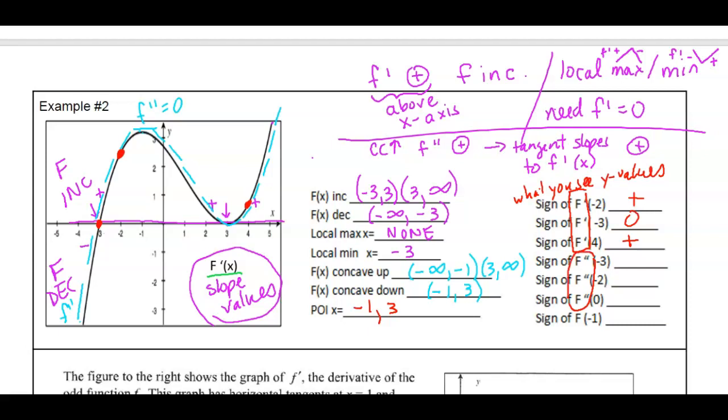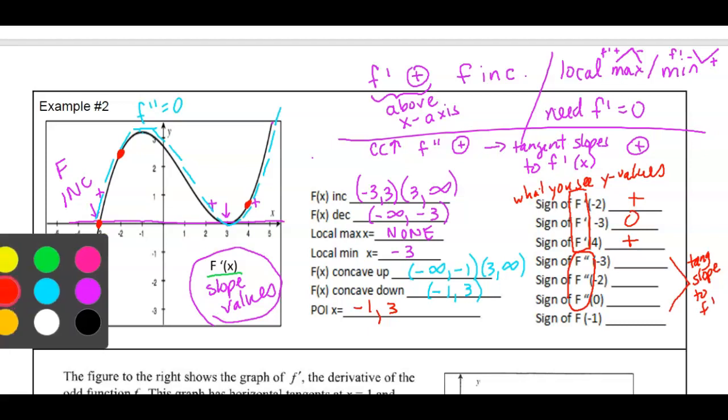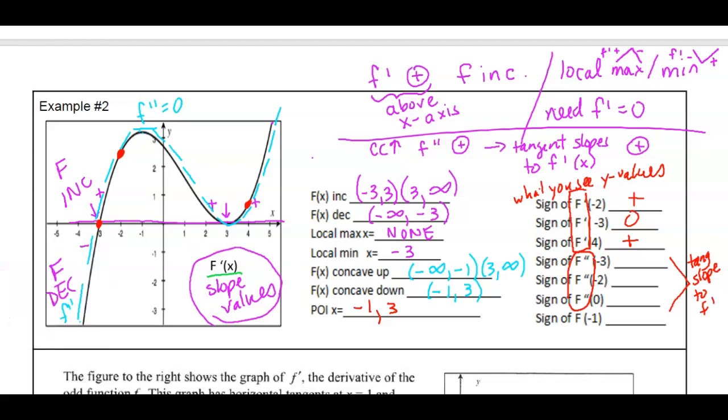And so now we're going to do concavity. Because I want the second derivative, I want to find the tangent slopes to f prime. So at -3, let's make it green, we'll go right here. Well, that tangent slope is positive. At -2, positive. At 0, that's negative.